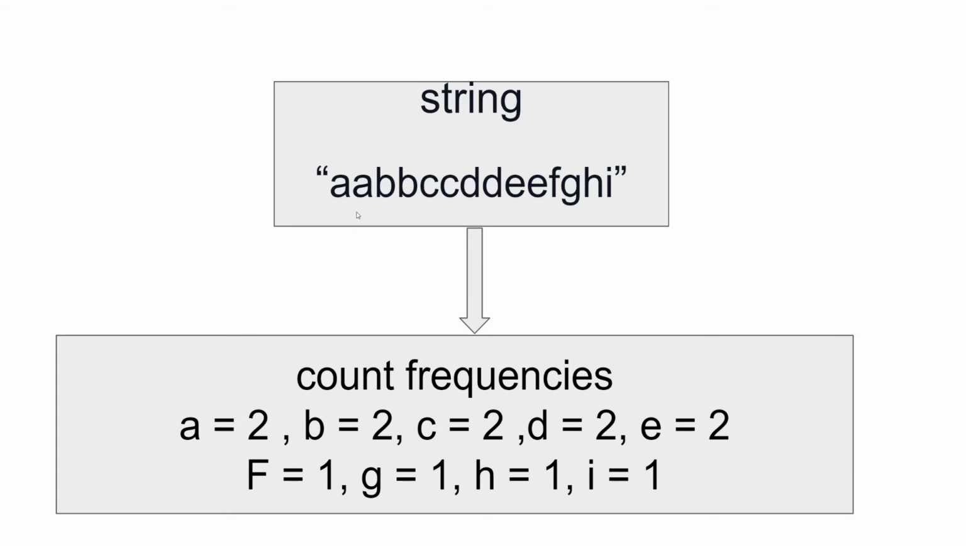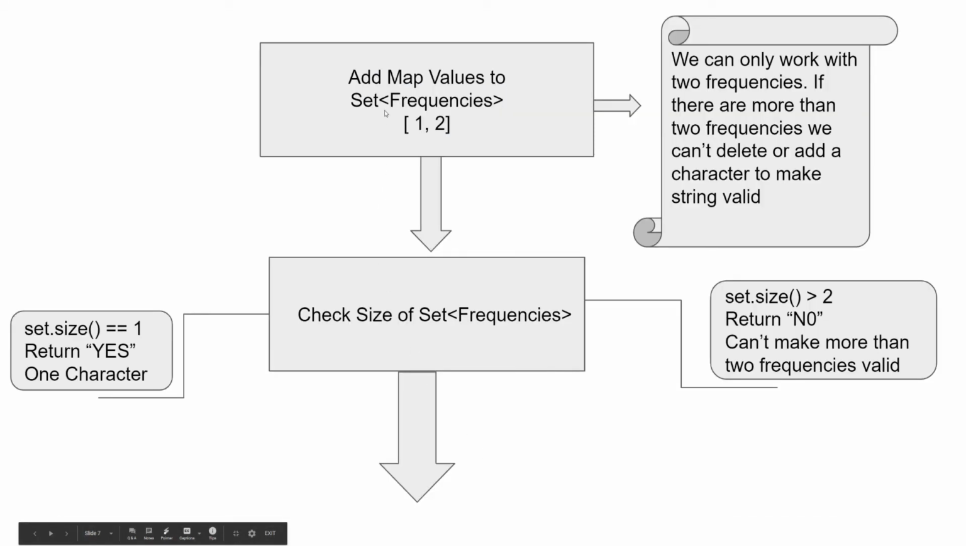So for this input, we have A, B, B, C, C, D, D, E, E, F, G, H, and I. So we count the frequencies as we did for the first input. You're going to have A equals 2, B equals 2, C equals 2, D equals 2, E equals 2, F is 1, G is 1, H is 1, and I is 1. So now we're going to take the values within our map, which is just the frequencies, and add them to a set so that we can remove the duplicates. So in this case, we still have 1 and 2.